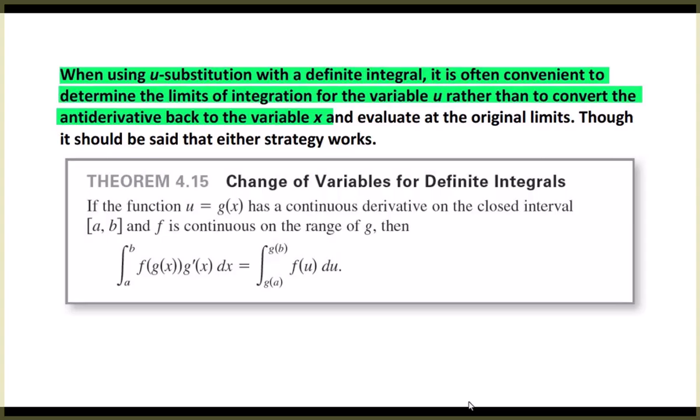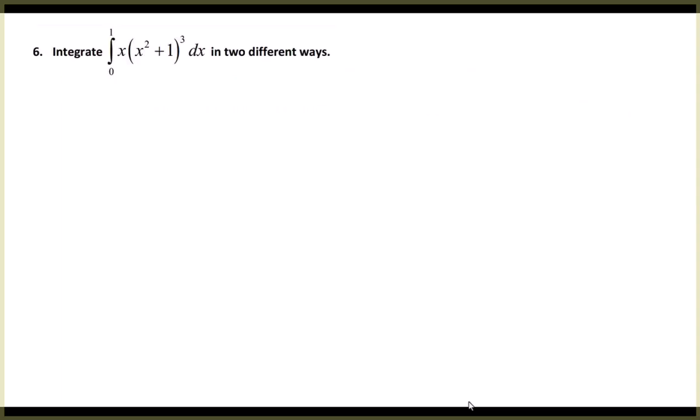Let's look and see what they're talking about. This says do this two different ways. So let's do it the way we've been doing it. So looking at that, what would you say u is? x squared plus 1. All right, I agree with you. What's du? 2x dx. To the power of 1. Do we have that sitting in front of us? No. So I have 1 half of it.